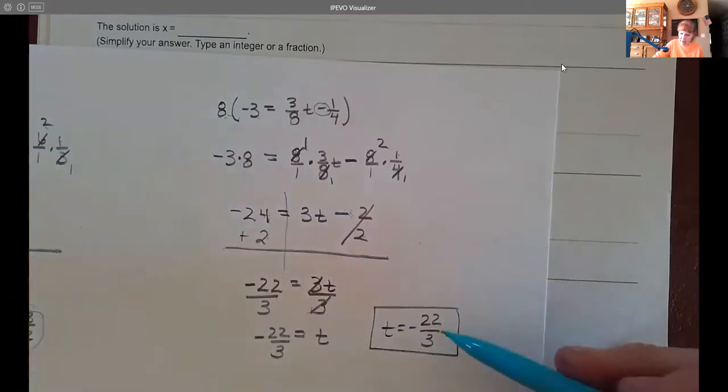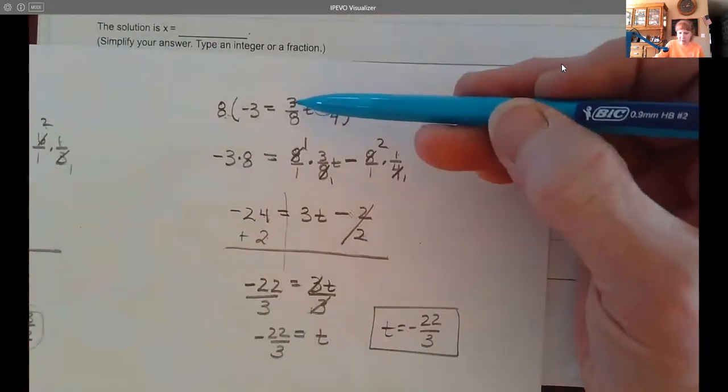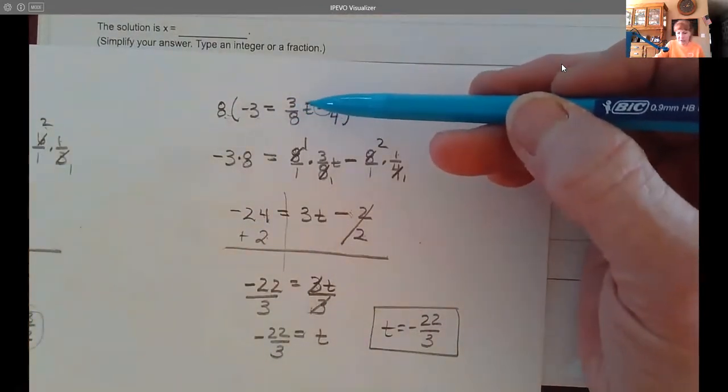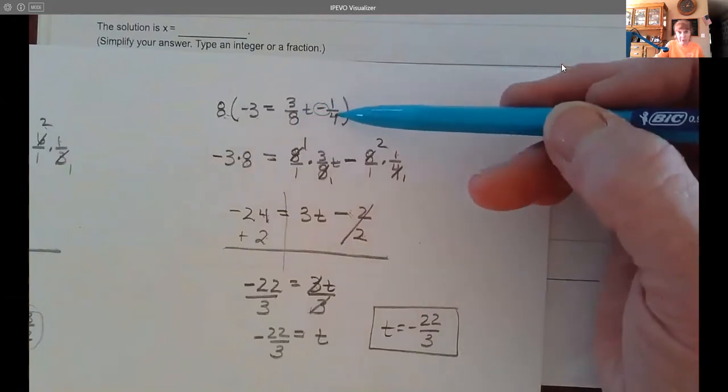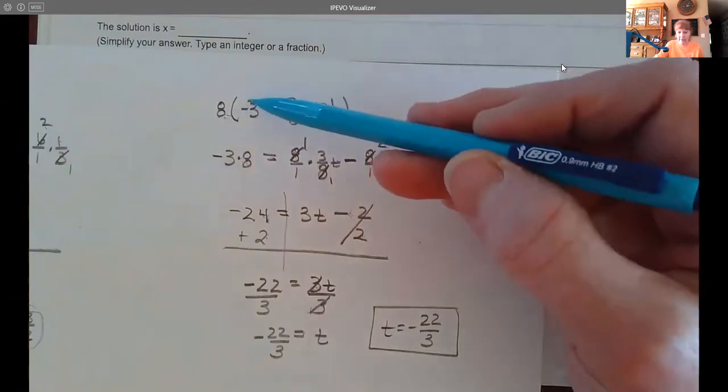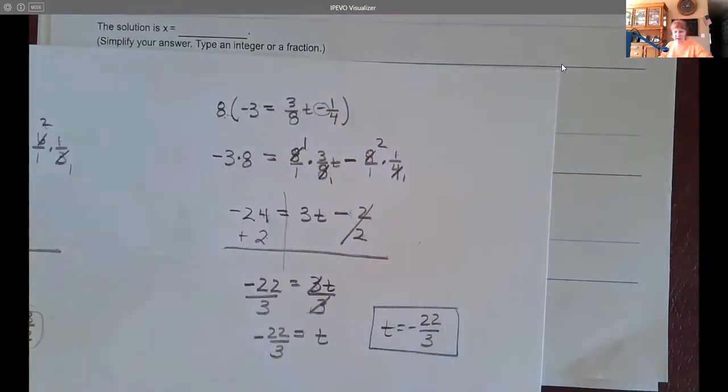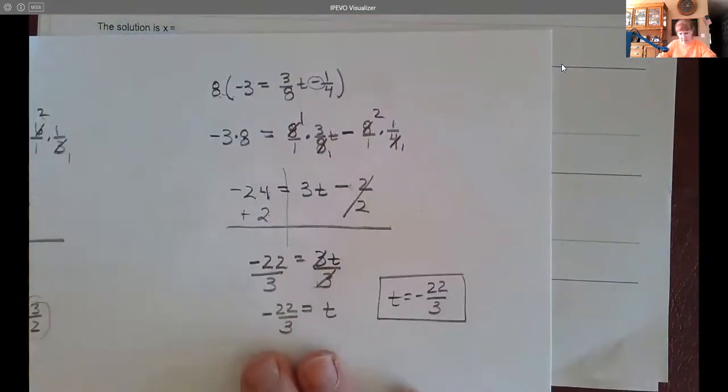You could put it back into the original. 3/8 times a negative 22/3, even on your calculator, and subtract 1/4, you're going to get a negative 3. So you can check that on your calculator, that's fine. That's good.